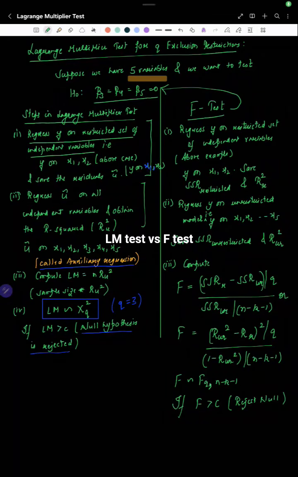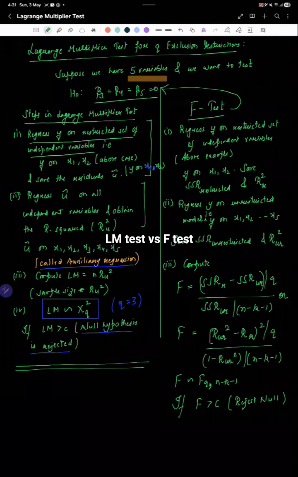Okay students, let's compare the steps involved while conducting the Lagrange multiplier test versus the F-test. Suppose we have 5 variables, out of which we want to test a joint hypothesis of whether 3 variables, x3, x4 and x5, are jointly statistically significant or not. Lagrange multiplier steps I have explained in the last video.